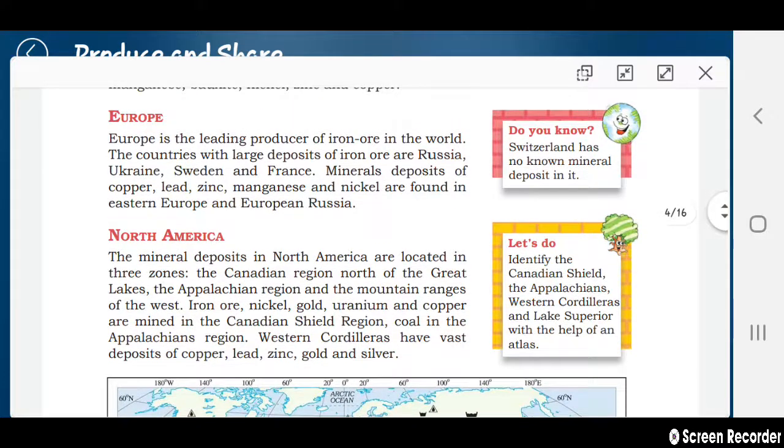Now Europe is the leading producer of iron ore in the world, and the countries that have large deposits of iron ore are Russia, UK, Sweden and France. Mineral deposits of copper, lead, zinc, magnesium and nickel are also found in Eastern Europe and European Russia.